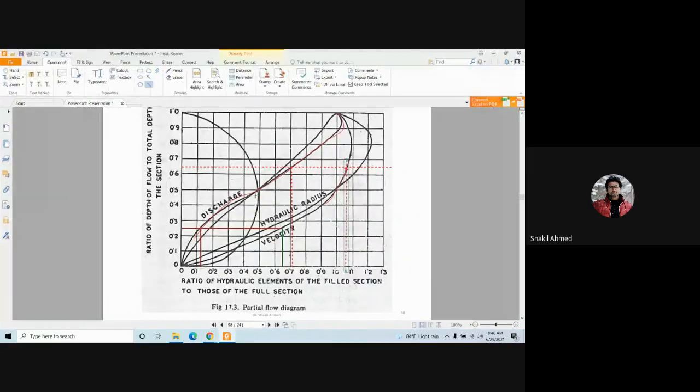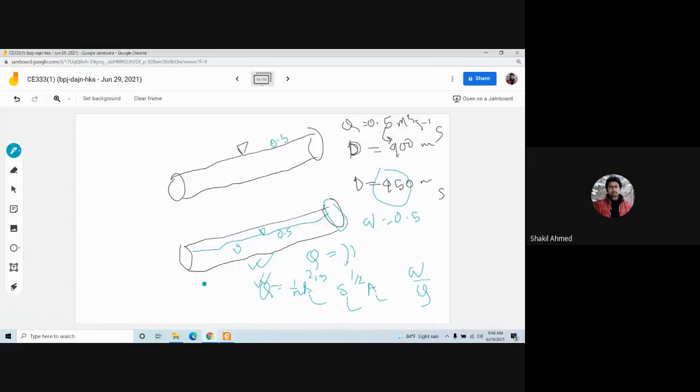Now go back to the figure. On this chart, you put a horizontal line. You know everything. You know small d by D. You know small v by capital V. Clear? Now, if you want to calculate small v, you have to multiply capital V with the number that you get from the figure. What is the capital V? Calculate from here, from Q. Clear?